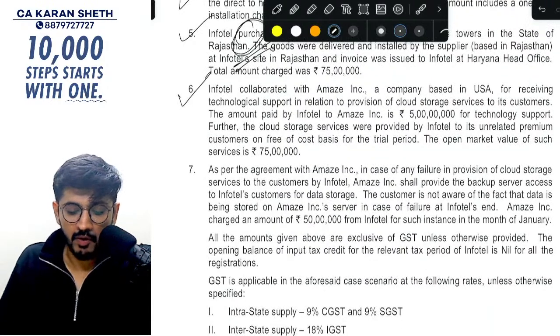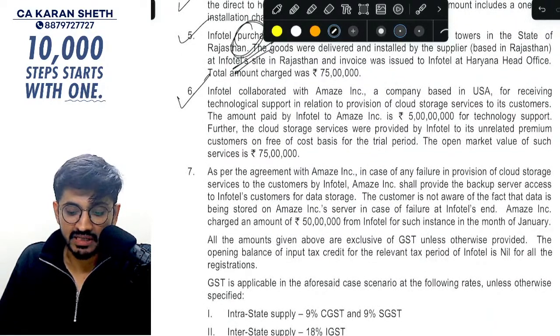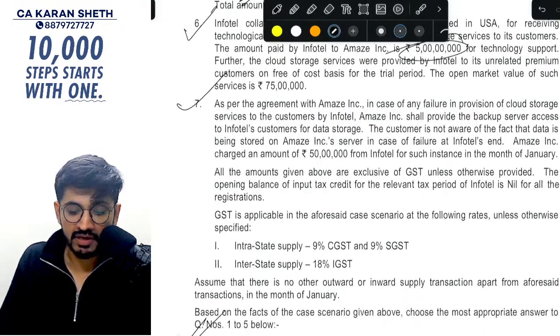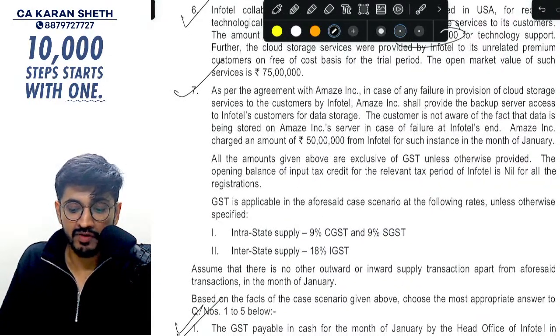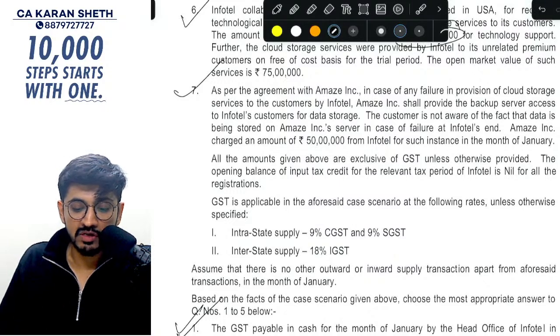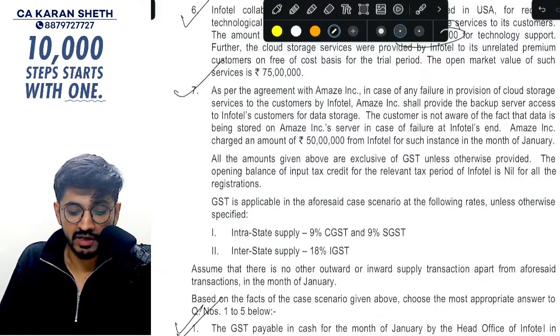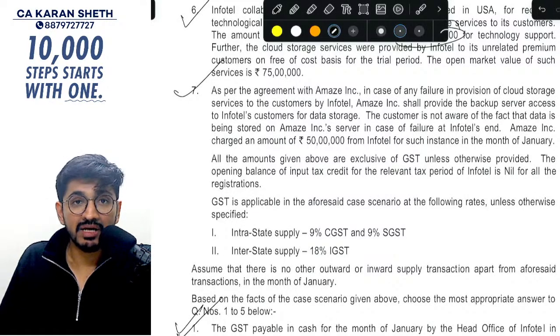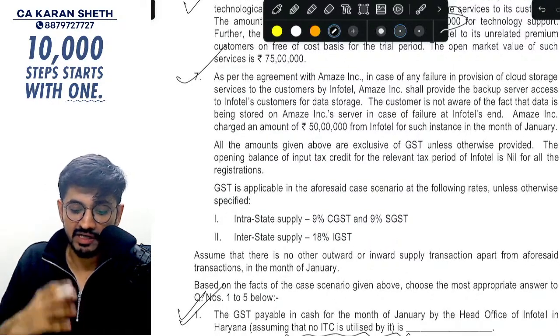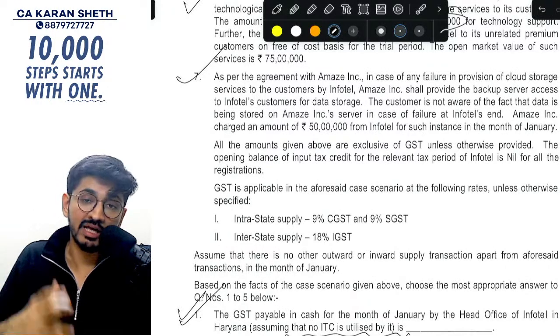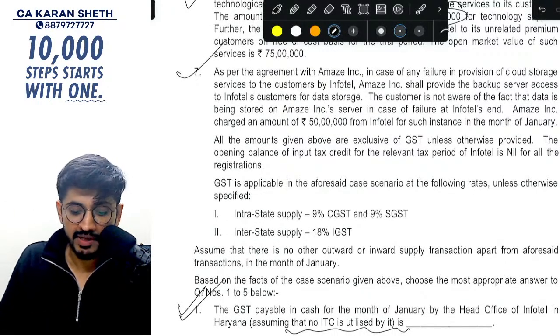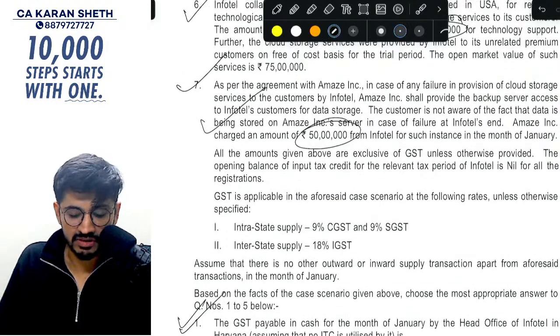Question number 6. Infotel collaborated with Amaze Inc., a company based in USA, for receiving technological support to the extent of 5 crores. Also, the 7th point, as per the agreement with Amaze Inc., in case of any failure of the cloud storage services provided to customers by Infotel, Amaze shall provide the backup server access to Infotel's customer for data storage. The customer is not aware of the fact that the data is stored on Amaze Inc's server in case of failure, for which Amaze charges 50 lakhs. Again, this is an inward supply, right?